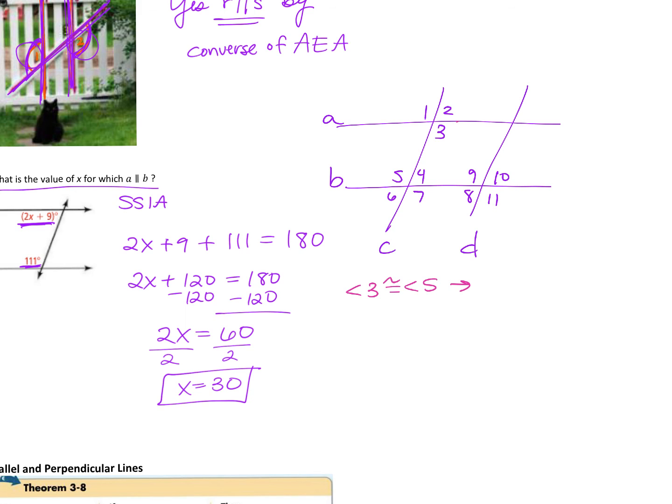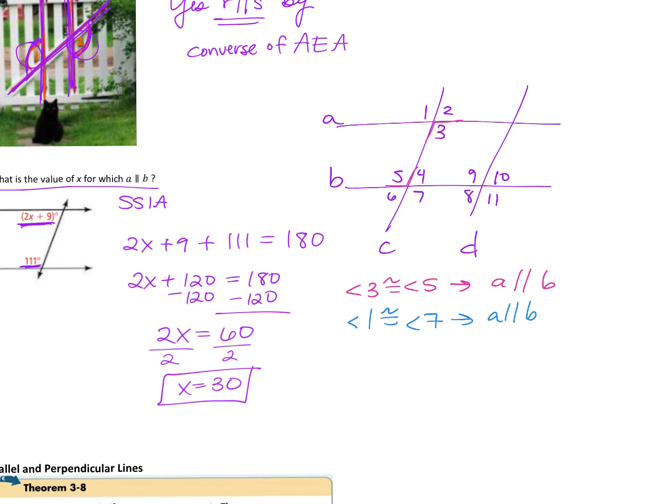Angle 3 is here. Angle 5 is here. We are not even touching D. Nothing about that is touching D, right? So we don't know anything about line D. It might be parallel to the other. We don't know. But we do know A is parallel to B. Okay? What if I said that angle 1 is congruent to angle 7? Which lines are parallel? A and B. A and B again. Okay, again, we're not touching D at all. So it would have to be A and B.